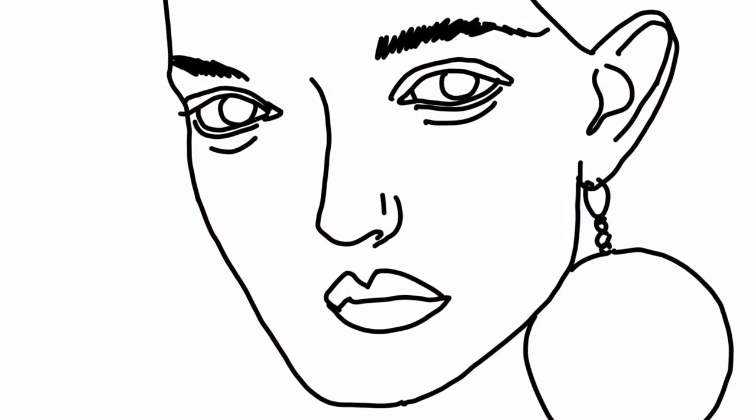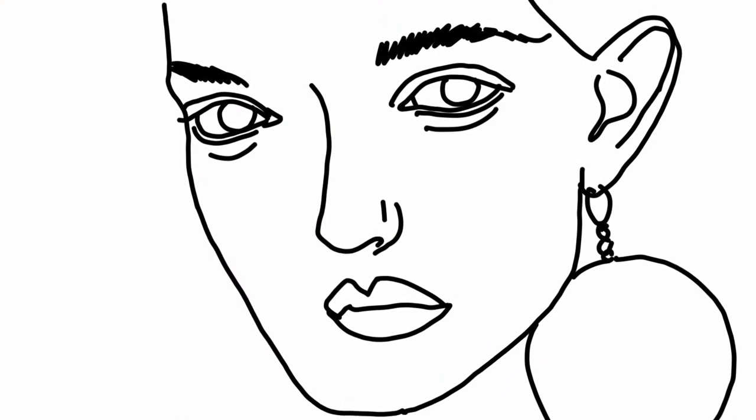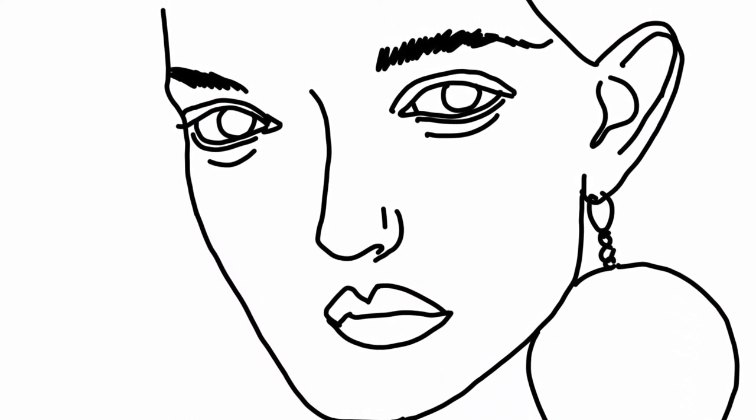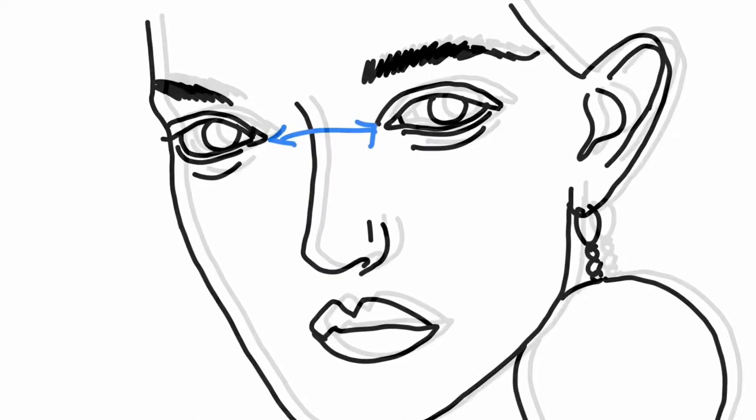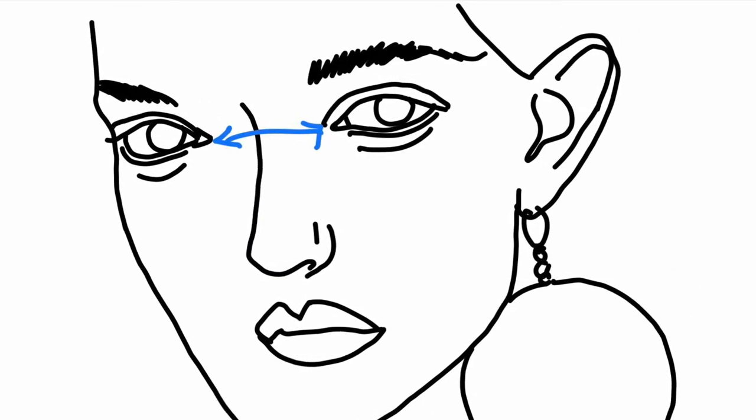Now we're going to look at another three-quarter view of a different face and discuss some of the mistakes that people make when they're doing three-quarter views. In this case, the nose, the mouth, and the eye on the right are too far to the right and the space between the eyes is too great.